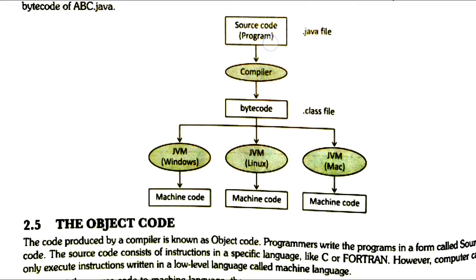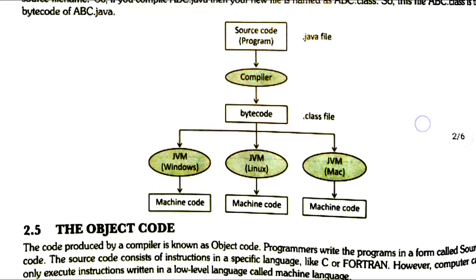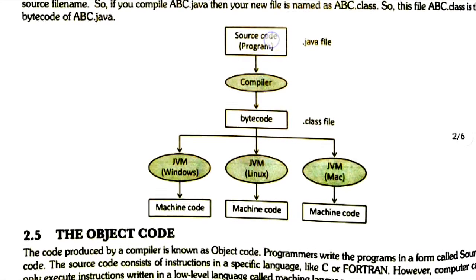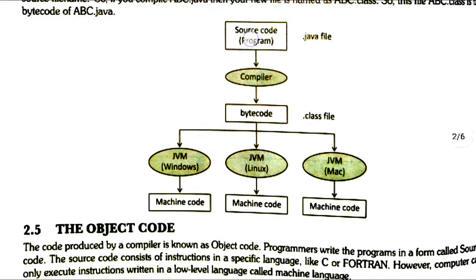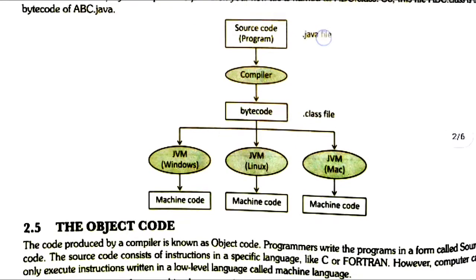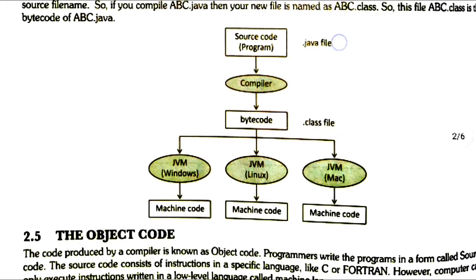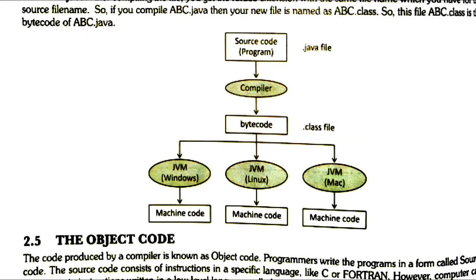First we have source code. So source code is the file that is created by the programmer. Whenever you create a program in Java, you will start writing some coding, and that coding is stored inside a file that is called source code, and it is saved with the .java file extension. So the programmer will create the program, and save that file with the .java extension.